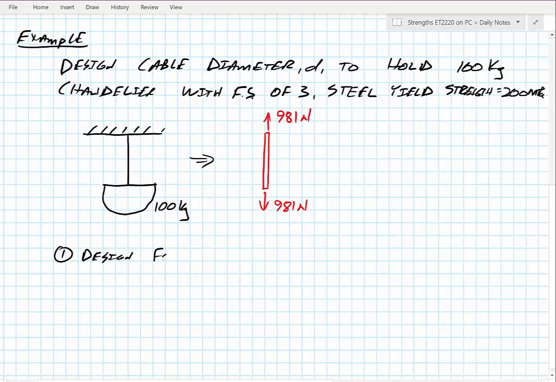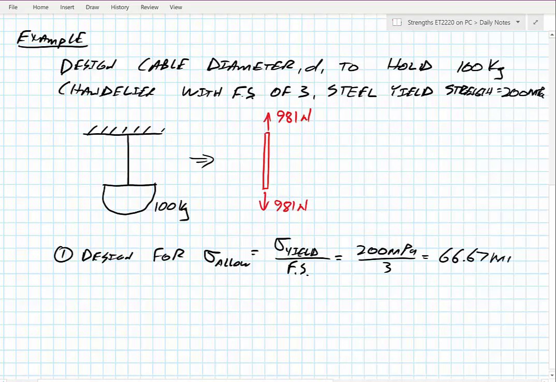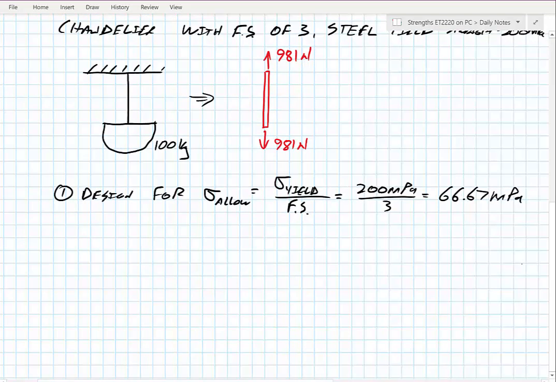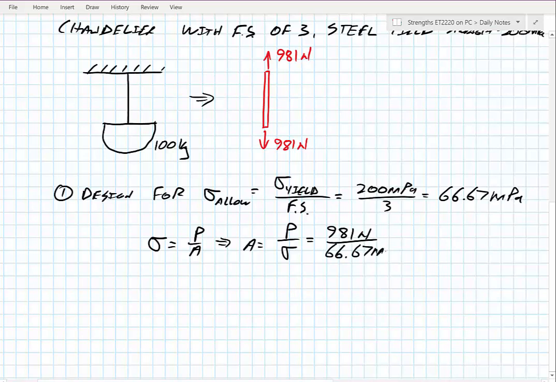So instead of 200, we're going to design for 66.67 megapascals. Going to our fundamental equation we learned last time, sigma was P over A. Rearranging this to solve for the cross-sectional area needed to support this load, A equals P over sigma, I have 981 newtons divided by this new stress with the safety factor included, 66.67 megapascals.